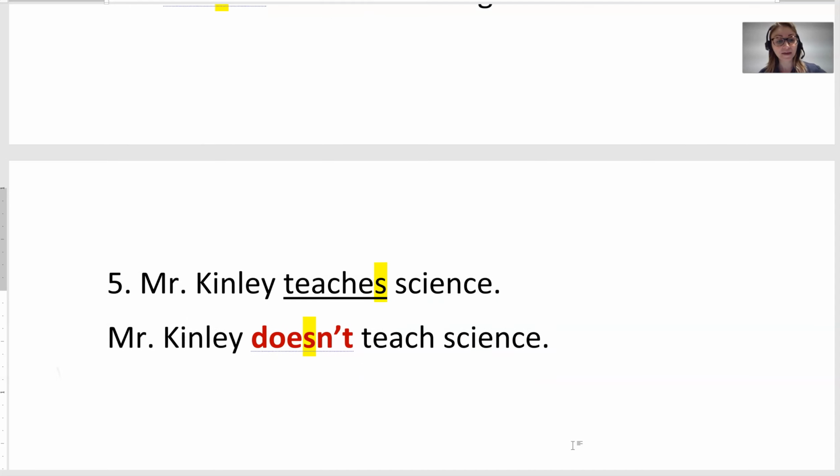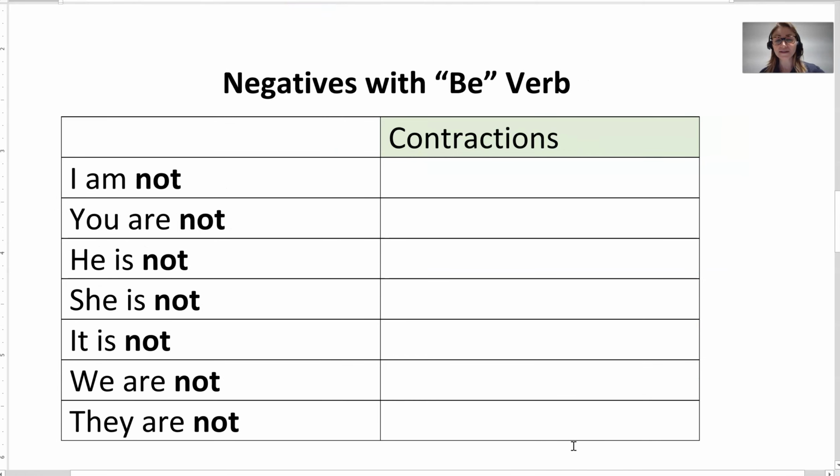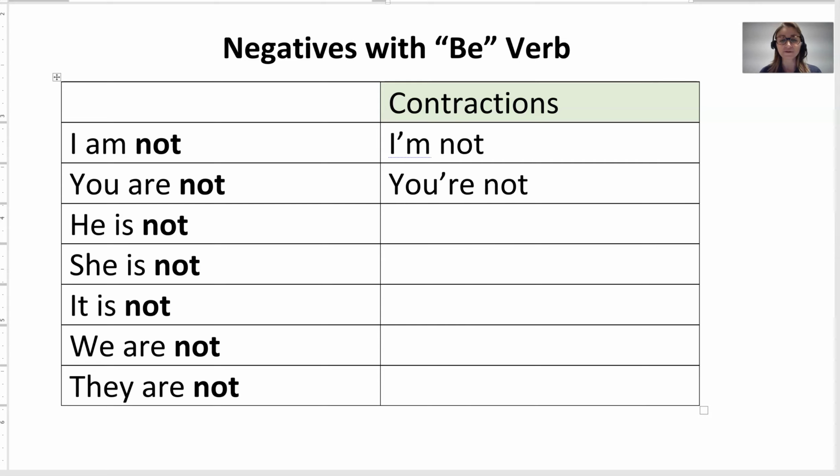Okay, we're just going to review the negatives with the be verb because sometimes we have trouble or we make some mistakes with these two. So just to review, negatives with the be. First one is I am not. The contraction, I'm not. I'm not. Next one, you are not. Contraction, you're not. You're not. Next one, he is not.